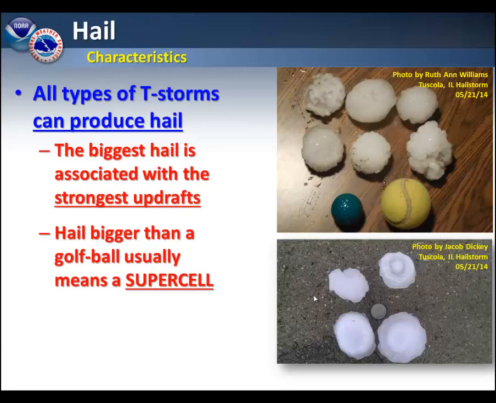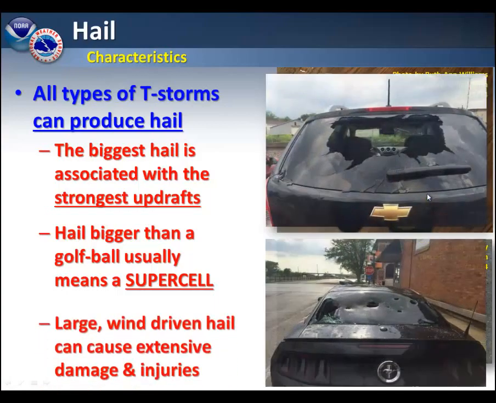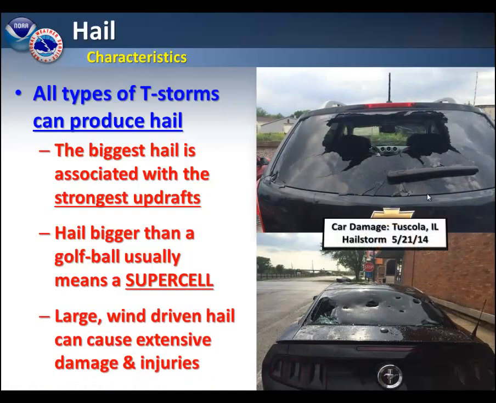All types of thunderstorms can produce hail. However, the biggest hail is associated with the strongest updrafts, and those are usually with supercells. Supercells can produce hail bigger than a golf ball. In these particular examples, in a hailstorm that affected Tuscola in 2014, hail reached from tennis ball size to as large as 4 inches in diameter. As you can imagine, that size of hail can cause extensive damage and even injuries.